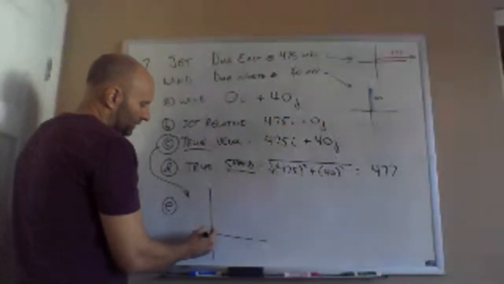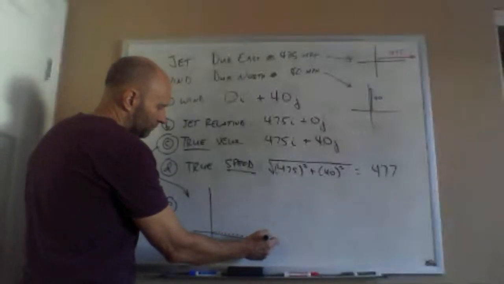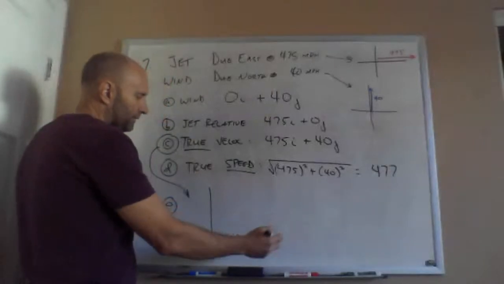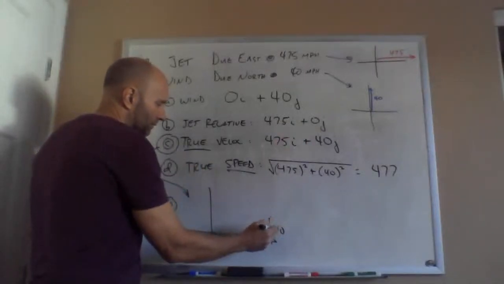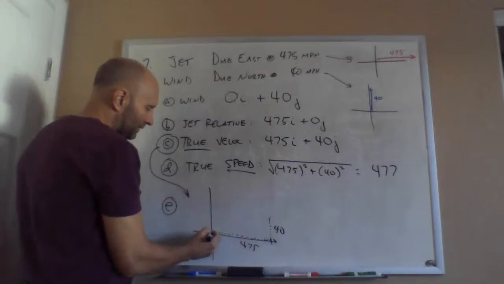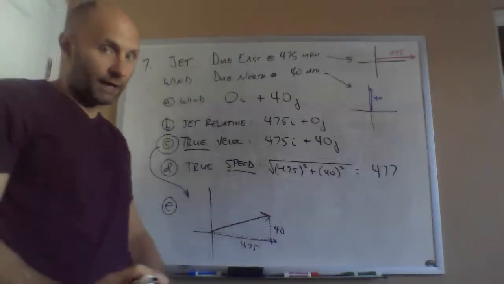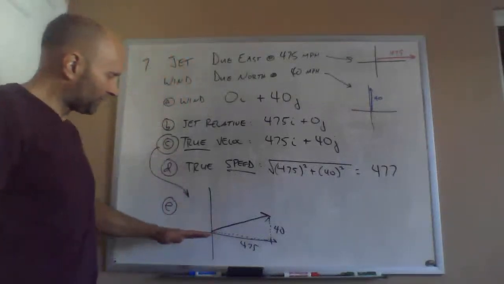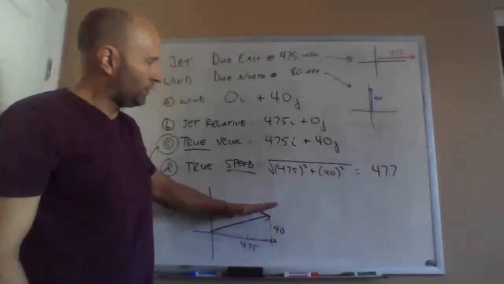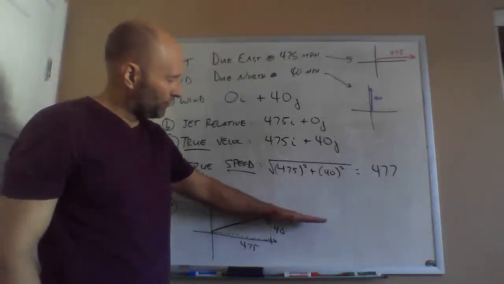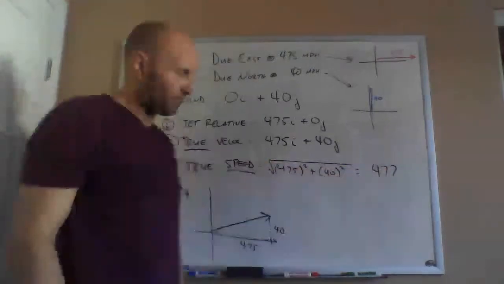So in fact, this plane is going 475 miles to the right every hour. It's going up 40 units every hour. So the plane is actually heading that direction there, not drawn to scale, obviously. But this is what's happening. Every single hour, the plane is moving 475 units to the right, and then the wind is pushing it up 40. And then it moves 475 to the right, and the wind pushes it up 40. So this is the actual direction that it's heading.